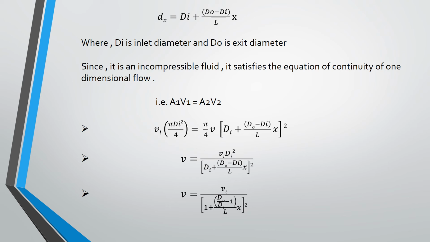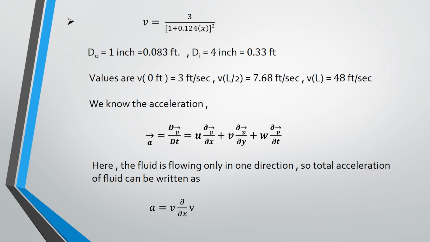By cancelling pi by 4 from both sides and solving, we get V equals Vi di square by di plus do minus di by L into x whole square, and V equals Vi by 1 plus do by di minus 1 into x by L whole square. Further solving, by putting the values of do and di in feet, we get V equals 3 by 1 plus 0.124 into x whole square.